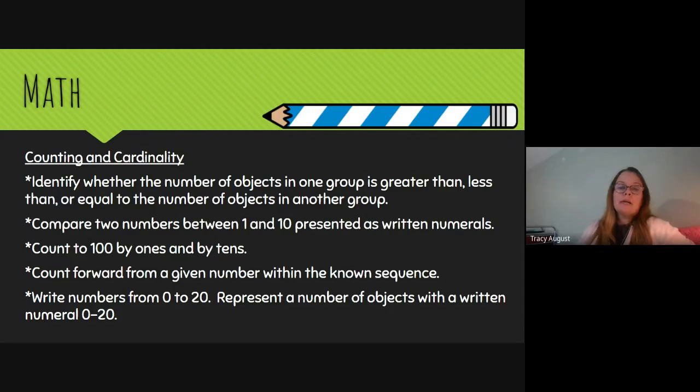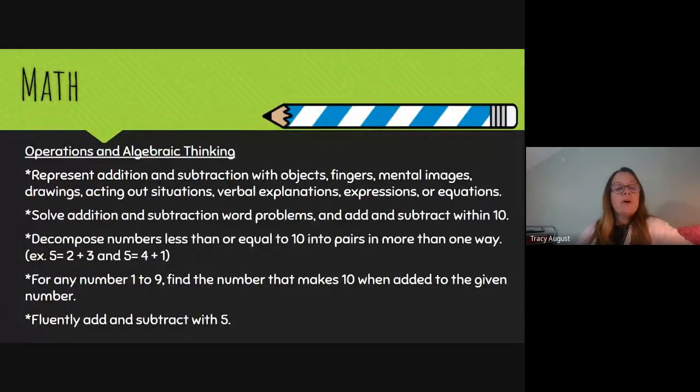We work on the counting sequence with rote counting. The goal is to be able to count to 100 by the end of the year by ones and by tens. We also work on whether the number of objects in one group is greater than, less than, or equal to the number of objects in another group. We also work on comparing numbers when they are written as numerals, and then representing a number of objects with a numeral.